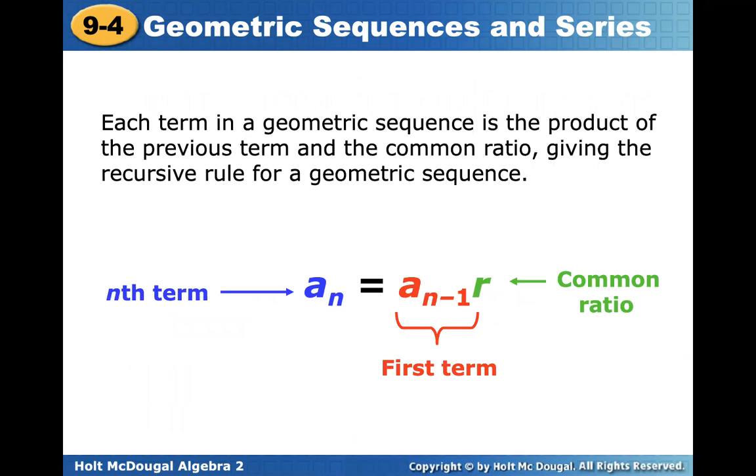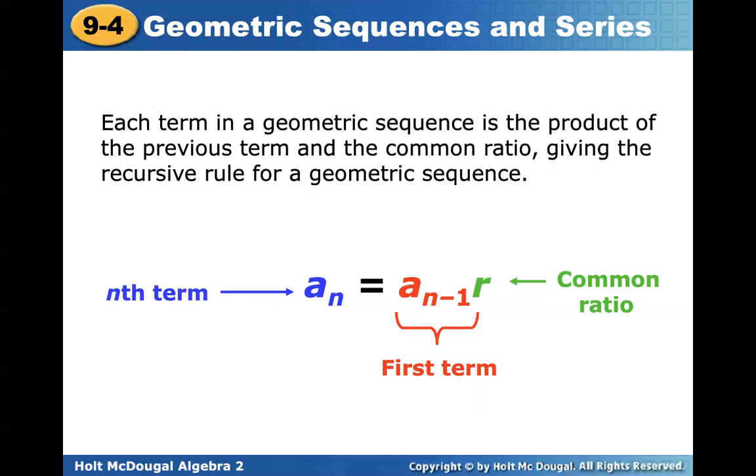We haven't talked about recursive rules since before Easter, but remember, recursive means you're building a term off its previous term. So this would say any term is the term before it times the common ratio. If we take 5 times 1/5, we get 1. If we take 1 times 1/5, we get 0.2. So you take the previous term.